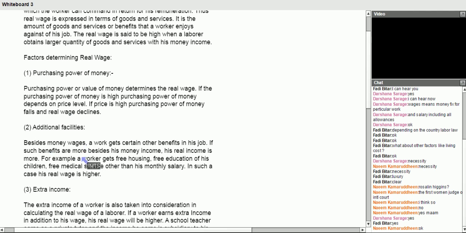Now what are the additional facilities? So besides money wages, a worker gets certain other benefits in his job. If such benefits are more besides his money income, his real income is more. For example, a worker gets free housing, free education of his children, free medical service other than his monthly salary. So in such a case, his real wage is higher.